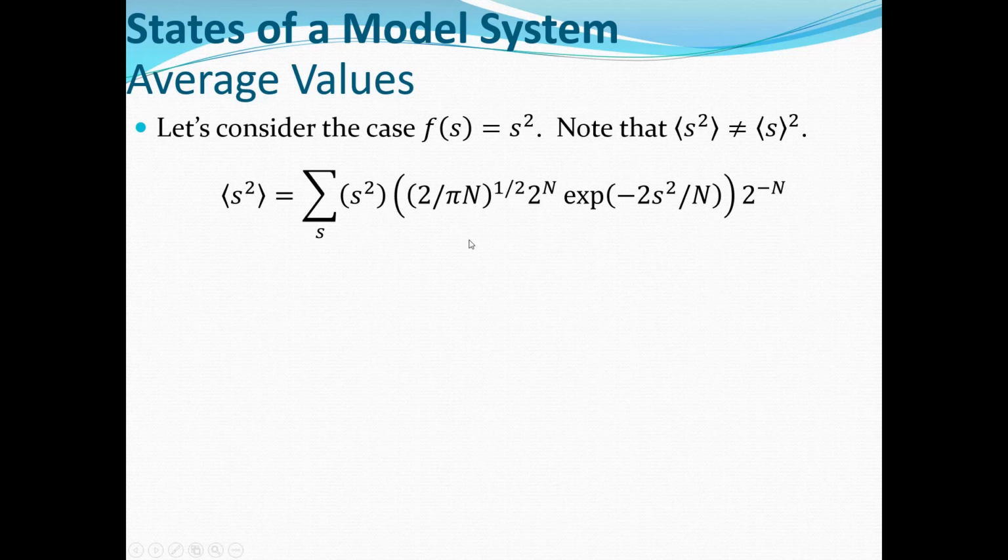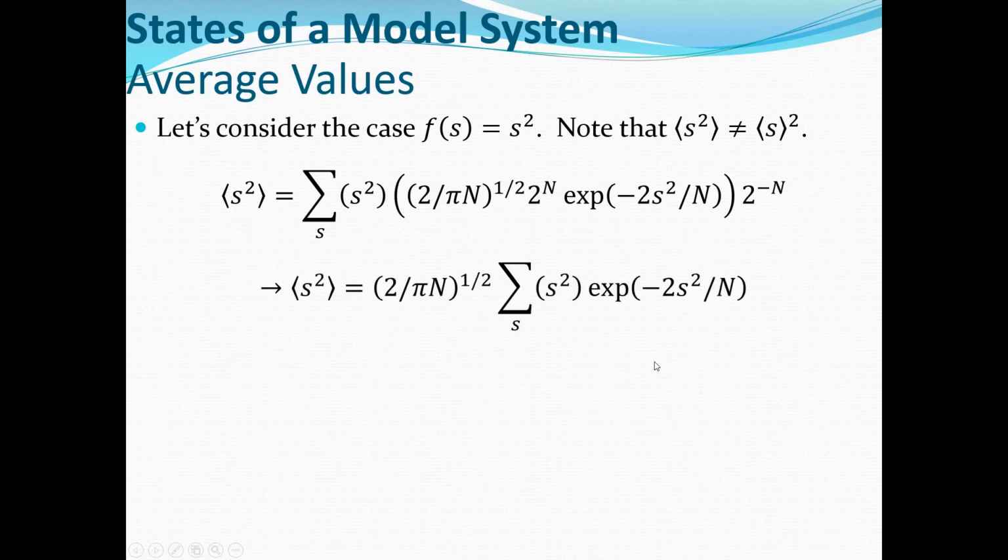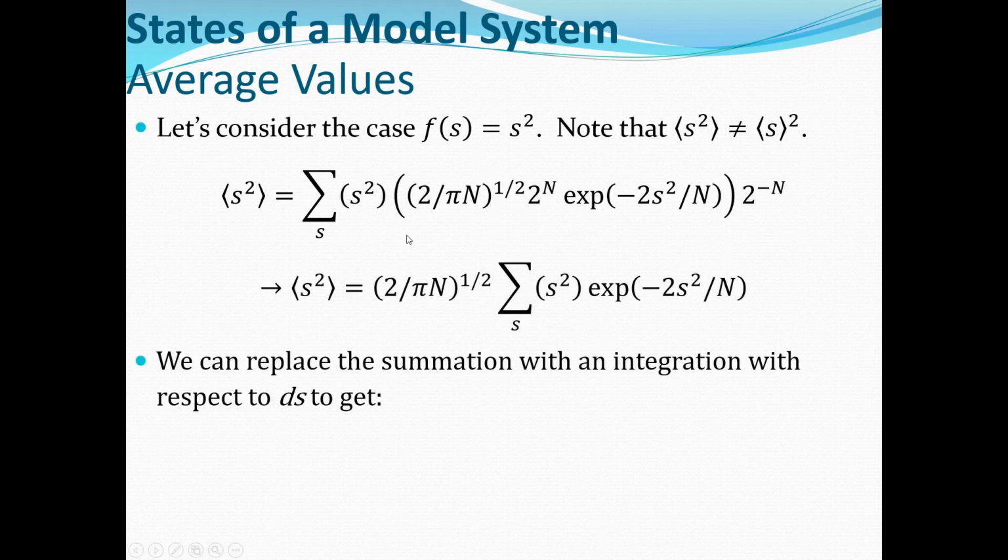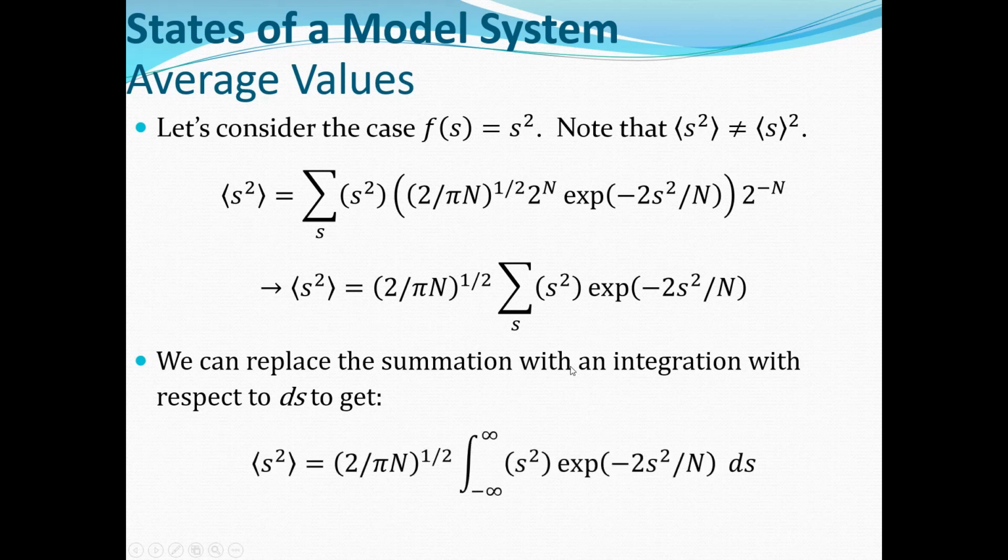But what we'd end up getting is something that looks like this. Again, this is just the function s squared. This is our approximated multiplicity function, and this is the total number of microstates. This term we could pull out, so we're just left with the s's in here, and we get this equation. We can replace the sums with an integration, and then just say that it's being integrated with respect to ds.